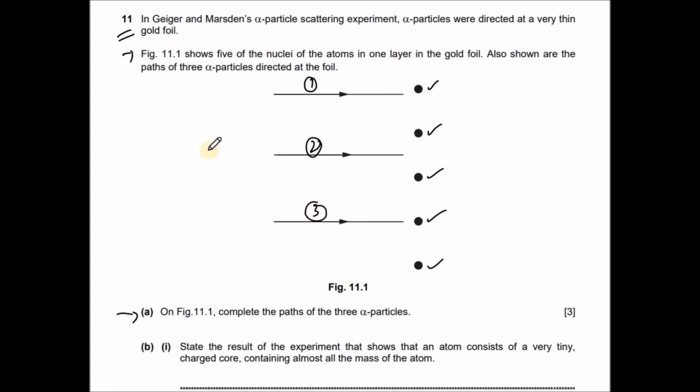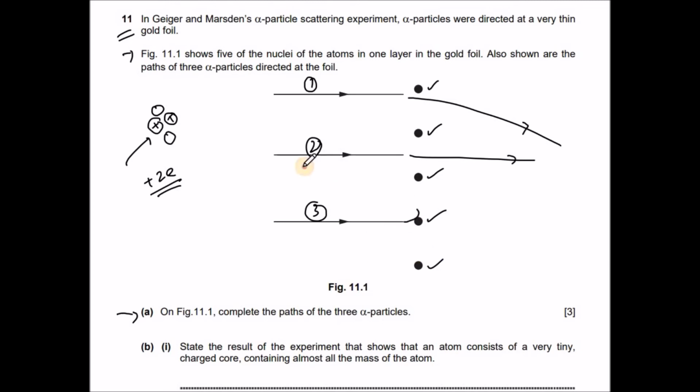Alpha particles are helium nuclei. That means 2 protons and 2 neutrons. The charge on an alpha particle is +2, positive in nature. In part A, you need to complete the paths of the 3 alpha particles. For number 1, the alpha particle deflects like this. For the second, it goes straight, and for the third, it deflects backward.